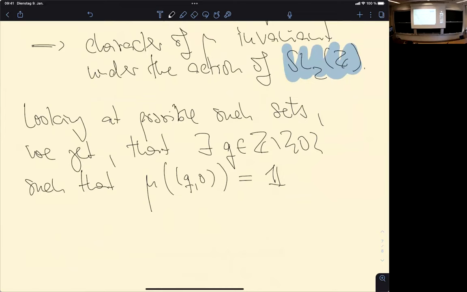And is there a question? Yeah, what do you mean by Q, 0? I just mean that the elements, all the elements of order Q, in the image of Z square. Ah, okay, that's what you mean. That's an element in Z square, exactly.